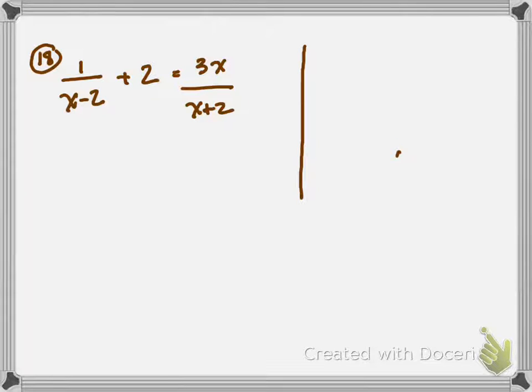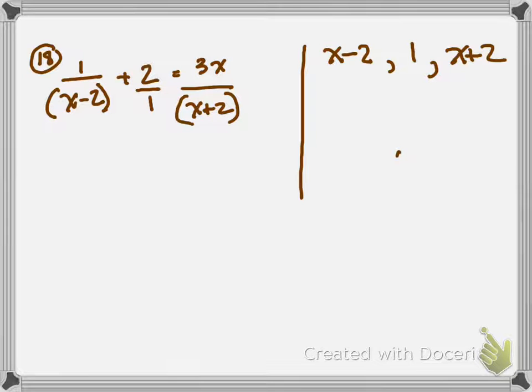So in the denominator right now, what I have is a factor of x minus 2. That's that factor. A factor of 1, right? 2 is a whole number and it's over 1, and x plus 2. That's my third factor over in the term that's on the right-hand side of the equation.